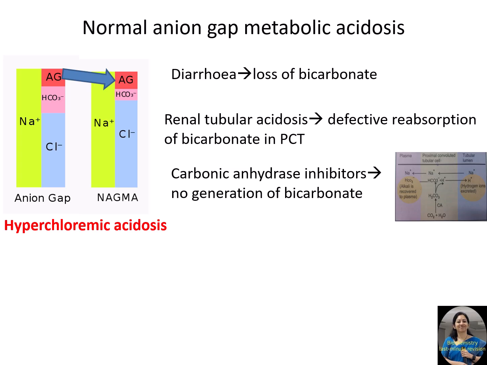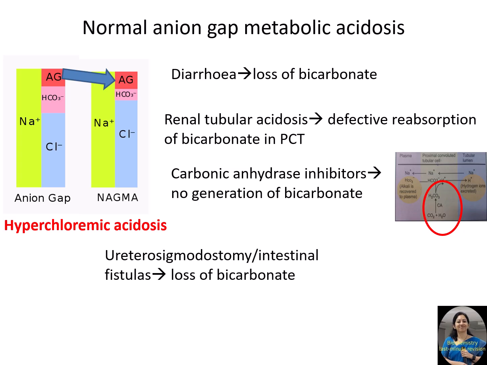Next are drugs like acetazolamide, which is a carbonic anhydrase inhibitor. So there is no generation of bicarbonate. Normally, carbon dioxide produced as a result of metabolic processes in the renal tubular cell condenses with water to form carbonic acid, which dissociates to form H plus ion and bicarbonate ion, and this gets reabsorbed. The carbonic anhydrase inhibitor inhibits this enzyme carbonic anhydrase, so there is no generation of bicarbonate, resulting in development of normal anion gap metabolic acidosis.